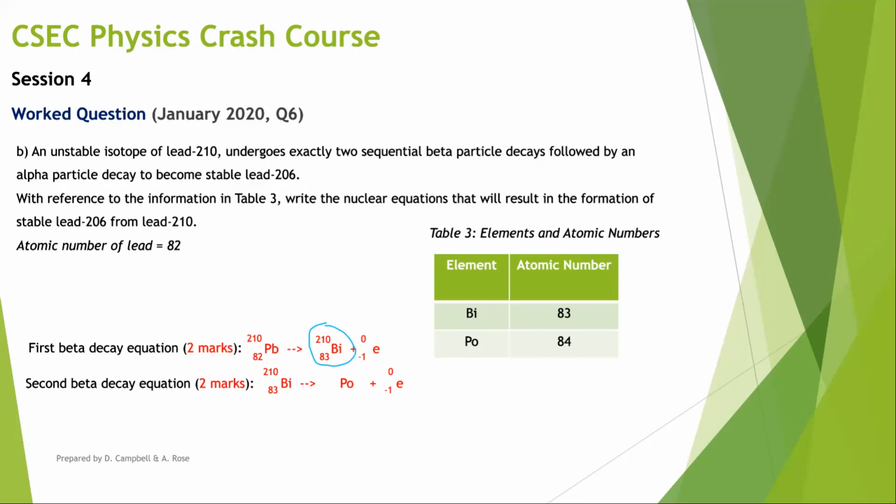In order to figure out what we need to put for polonium, we can use the law of conservation of mass and charge. So we know that the mass number would remain the same and the atomic number would be increased by 1. And of course, you can see that it correlates with what's in the table. The atomic number of polonium is 84, so we know that we are on the right track. You can double check again: 210 plus 0 is 210, and then 84 plus -1 is 83.